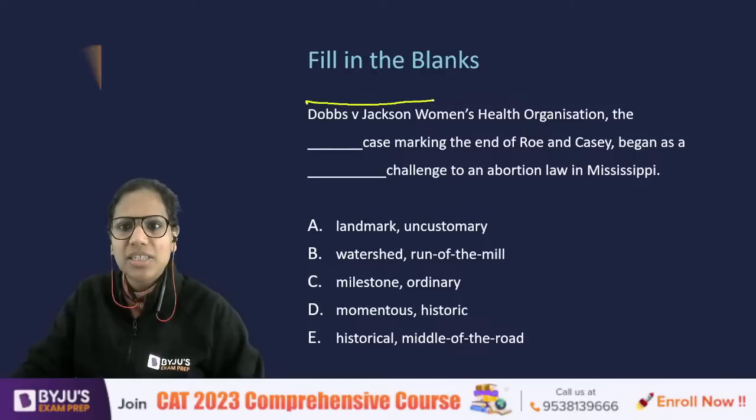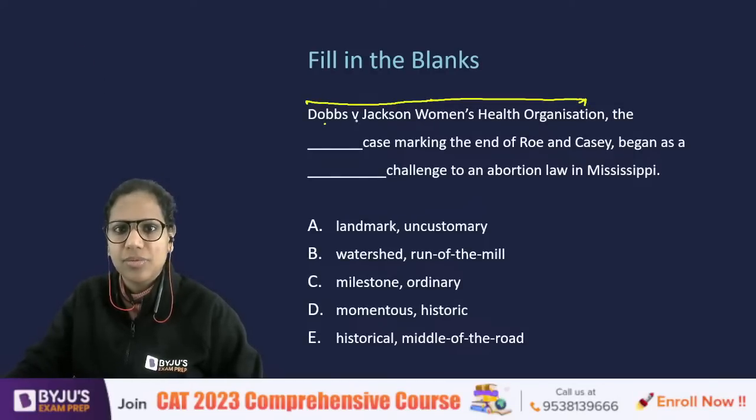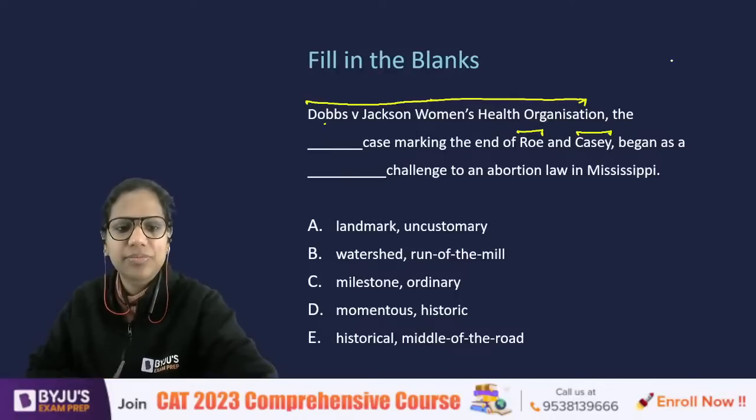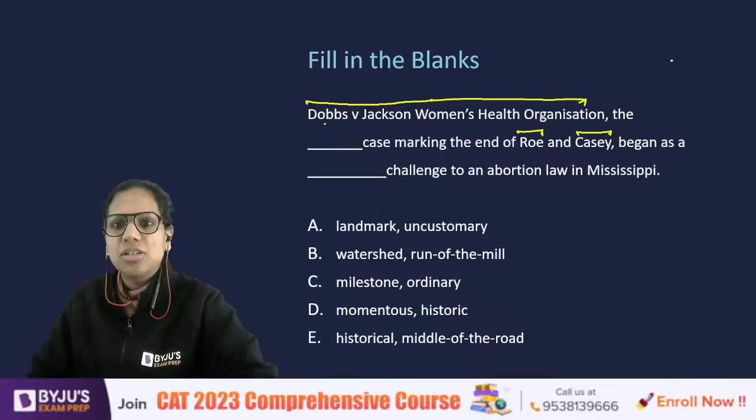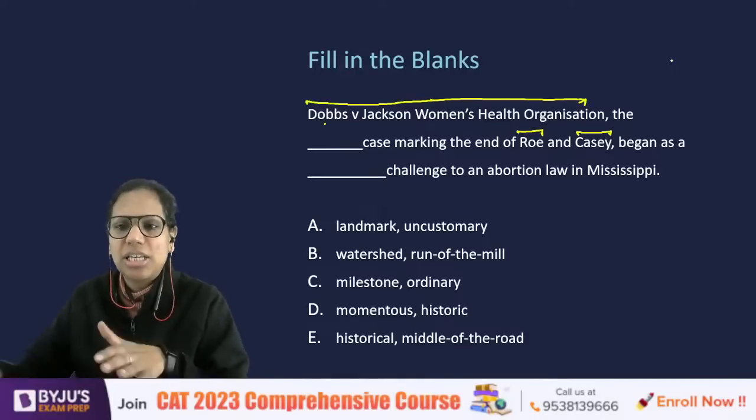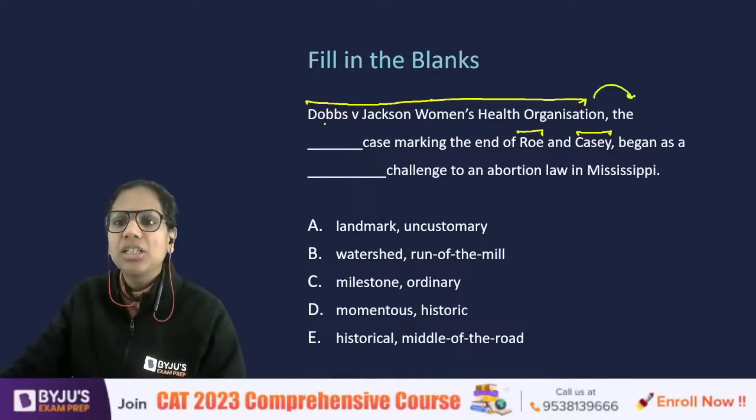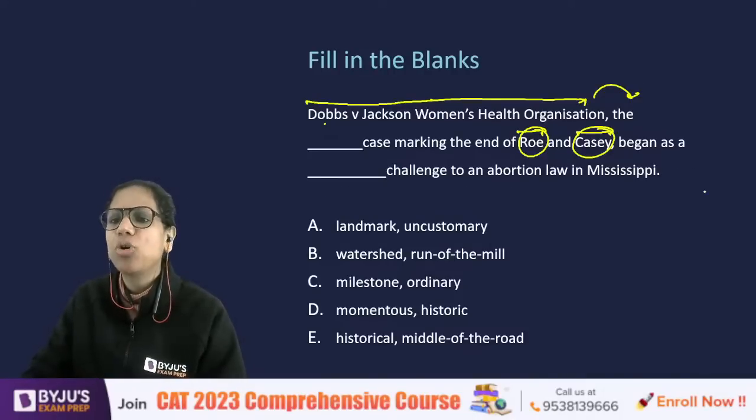These are the names of cases. This is the name of a case. This is the name of a case. This is also the name of a case in court. So Dobbs versus Jackson Women's Health Organization, that's a court case. The dash case marking the end of these two previous judgments began as a dash challenge to an abortion law in Mississippi.